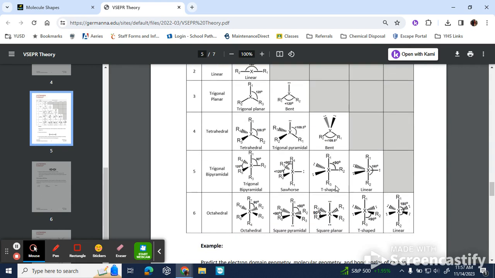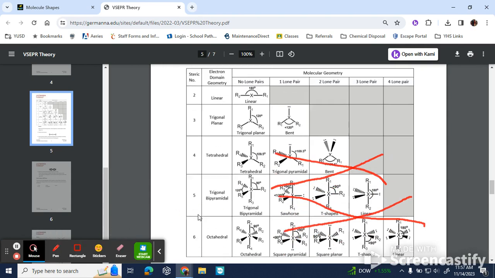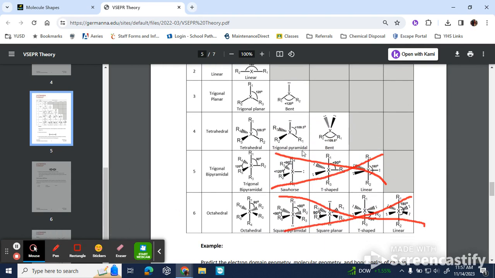Okay. After that, right here, you don't have to know the seesaw. You don't have to know T-shape. You don't have to know this linear after you get trigonal bipyramidal. Very similar with octahedral. You don't have to know any of these. Actually, let me draw the ones you don't need to know. So you don't need these. You don't need to know these. All right. These are the only ones that you need to know for the rest of the class.